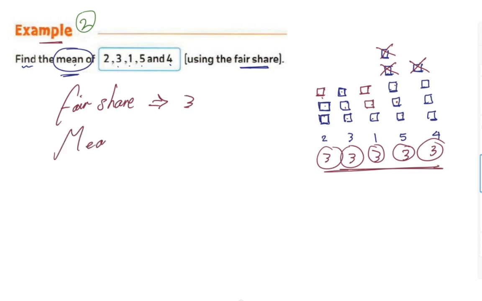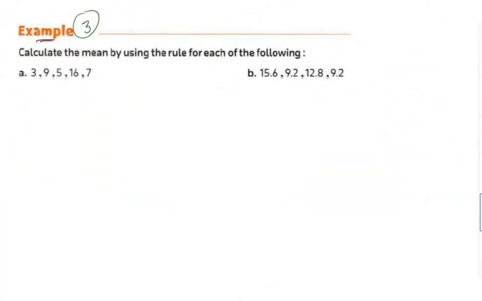So now you can say that the mean equals 3. Now 3 is the mean by using fair share to find the mean. And this is the second way. Now we have the third way. It's called the rule. Let's go. Now we have example 3. Example 3, calculate the mean. Yes, also he asked us about the mean. By using what this time? By using the rule. We have 2 examples, A and B.